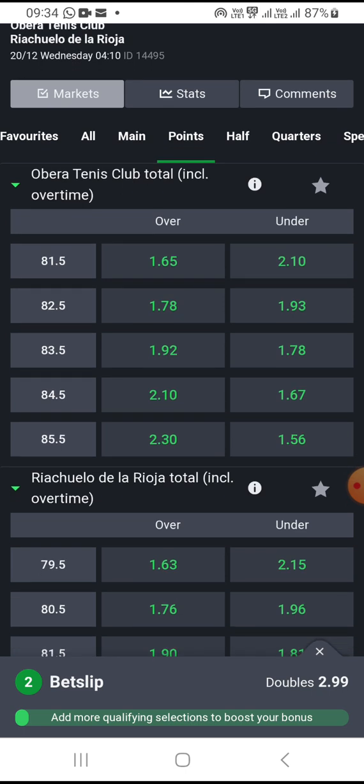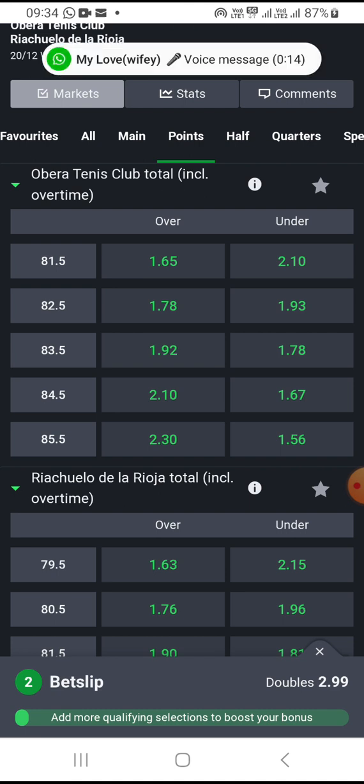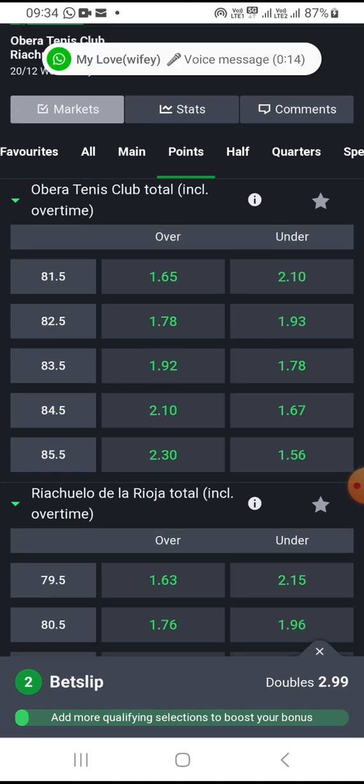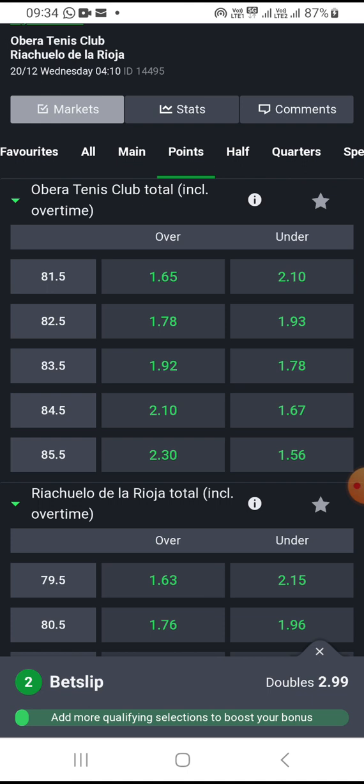Understand? If it tallies to the 85 point, it tallies even to the 80. It tallies even to the list. That's 81.5, because what we got is 77.8. So what will you do? Are you going to play it over 81.5, or are you going to play it under 85.5?